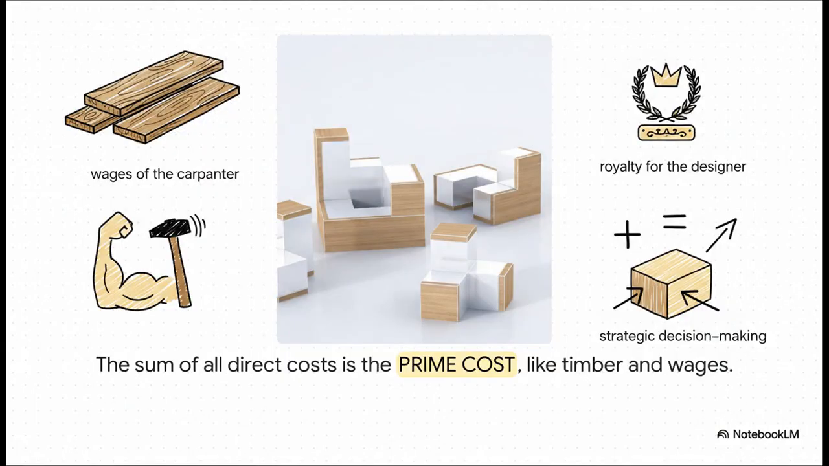Now, here's the cool thing. When you add up all of those direct costs, the wood, the paycheck for the person who actually built that specific table, maybe a royalty you pay to the designer for each one sold, you get something called the prime cost. This is your absolute, no-fluff, rock-bottom cost to create one single unit.